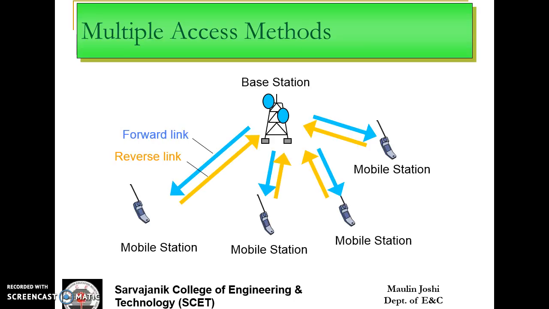This is the basic diagram to show how multiple access is done. We can see that the base station is trying to communicate with these mobile stations. Various mobile stations may be located at different places. We can see that it has a forward link and a reverse link, and the base station is trying to make individual connections to all these mobile users on its own.